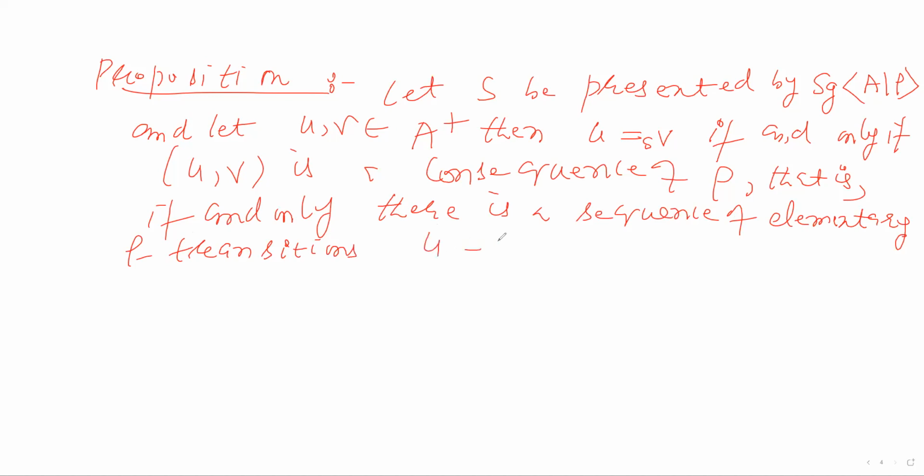u equal to w0. So here either w1 is connected to w0 or w0 is connected to w1. I am writing arrow both sides. And so on, wn, and this is v. Now let us see how it is true.